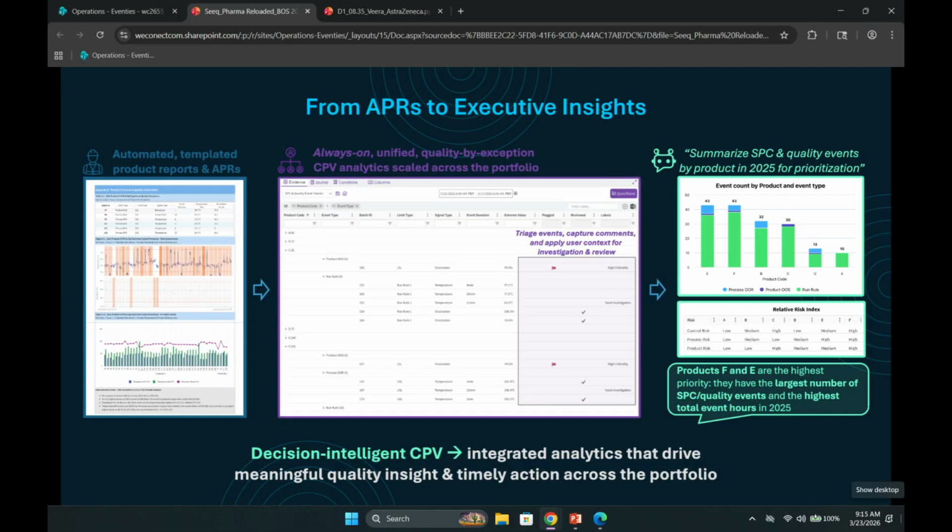No more recreating analyses or rewriting reports every quarter, every year. You have a new person in the role and they have to recreate things. This is all automated. You can have templated, automated reporting.